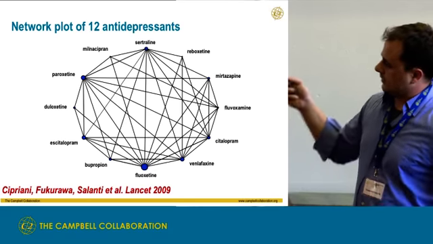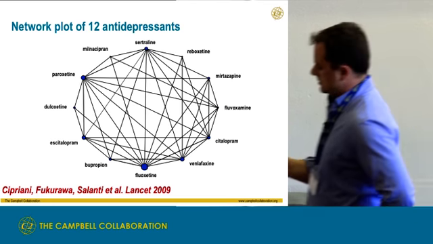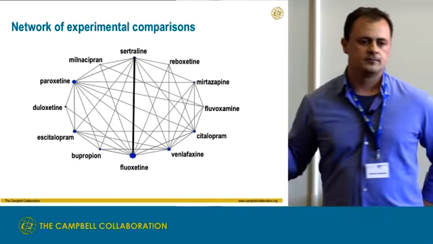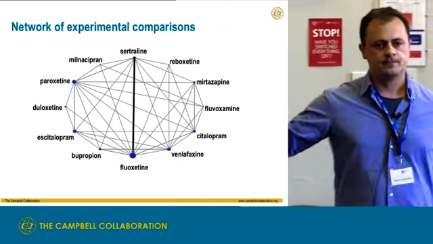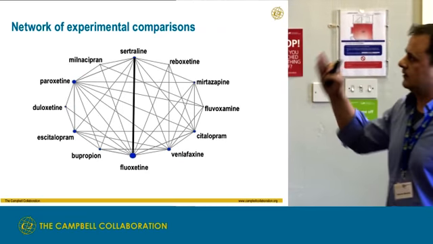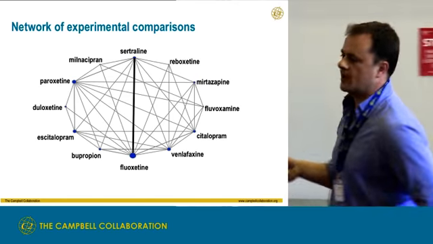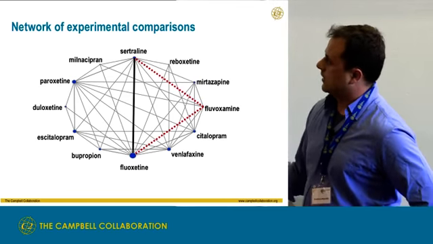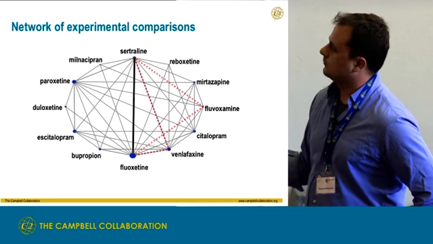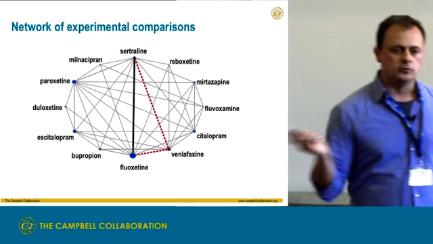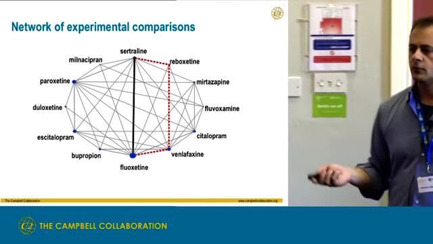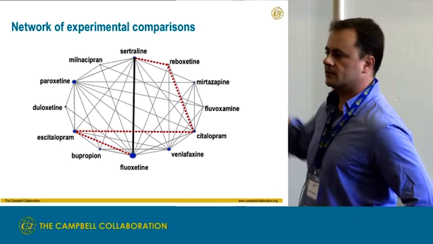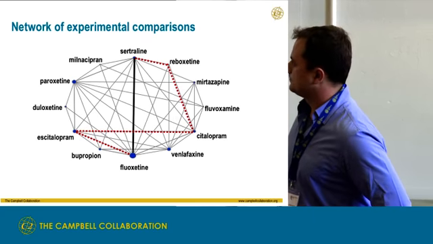And actually, back in my network plot, suppose that I want to estimate the relative effectiveness between fluoxetine and sertraline. That was my original question. And I have studies comparing these two interventions. So I have direct evidence. I also have indirect evidence. There are lots of routes that I can take to go from one node to another. So network meta-analysis will synthesize both direct and indirect evidence.